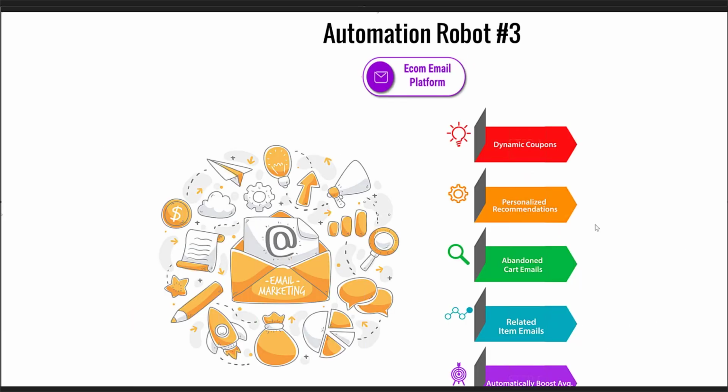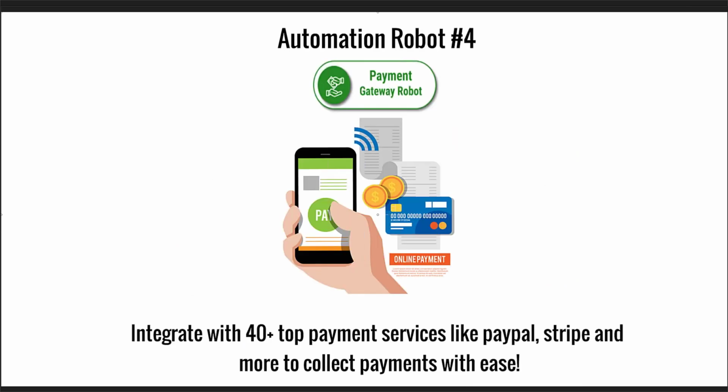And then on top of that, you also have this, which is basically the e-com email marketing platform. So dynamic coupons, product recommendations, abandoned cart emails, related item emails, anything you can imagine in one place. Okay, so that means you don't have to spend any extra money with email marketing apps like MailChimp or Klaviyo or whatever. Everything is built in. We're going to do all the deliverability of emails for you. You don't have to spend a single penny on email marketing ever again.